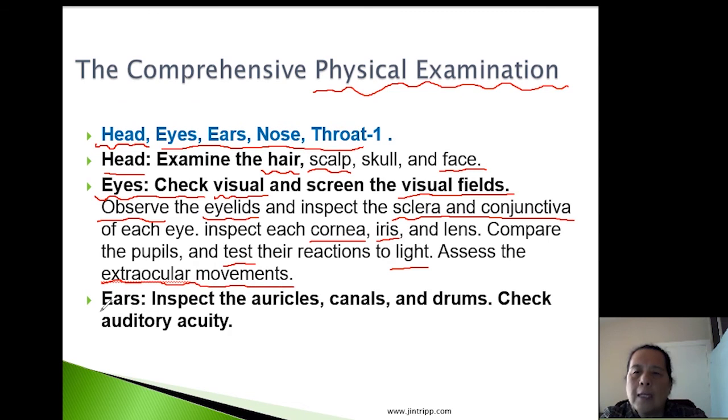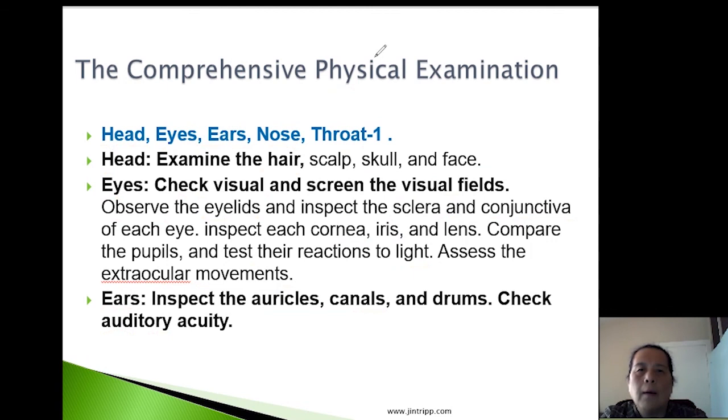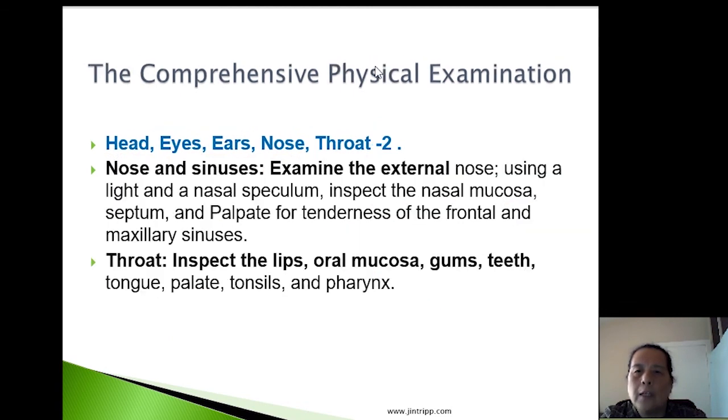Then we check the ear, the hearing function. We can look at the outside of the ear with our eyes, and we can check some hearing function. So that's checking the eyes and the ear.